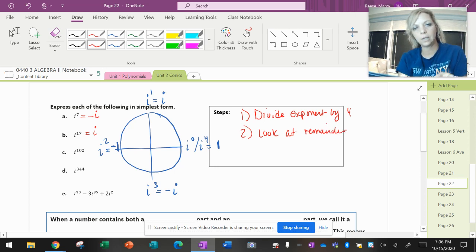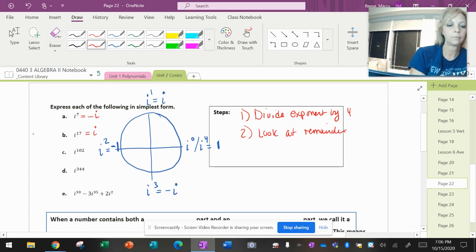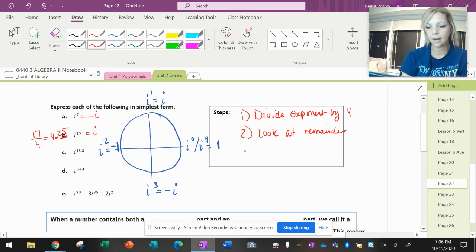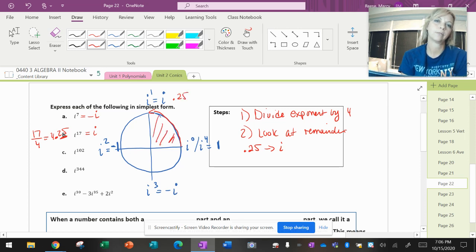So for example, when I did i to the 17th, I'm going to do 17 divided by 4, right? When I do 17 divided by 4 on my calculator, I get 4.25, right? I only look right here at the 0.25, okay? And I want you to see that this is like a pie. So if I get 0.25, because I'm starting from i to the 0, that gives me here, this is a quarter of the pie. It's the first quarter. See it?